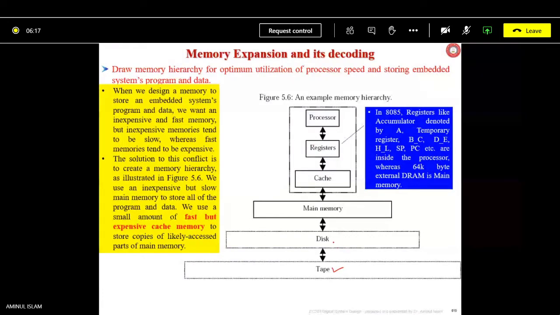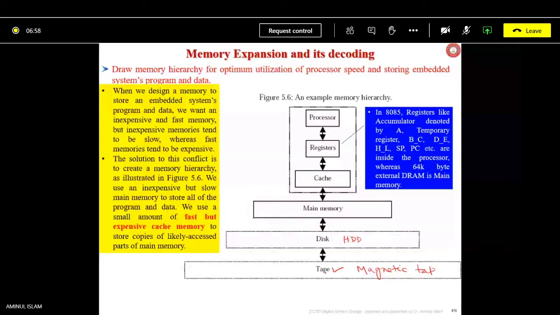Then your disk. This is your hard disk. It is a magnetic medium. A hard disk is an HDD, sometimes called hard disk drive, and the hard disk platters will be inside. In this hard disk, rigid platters like plates, multiple plates, and the read-write head will be there.